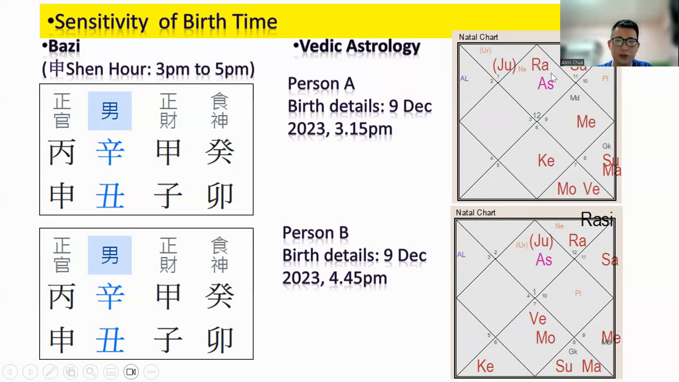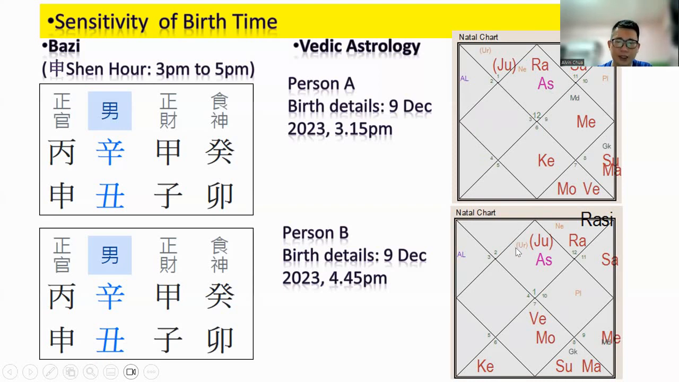For Vedic Astrology, we use the first house to represent the person, like Bazi will use the day master to represent the person and analyze the chart in that context. So for Vedic Astrology, we use the first house as the person, and we analyze all the other 11 houses in relation to the first house, this one.